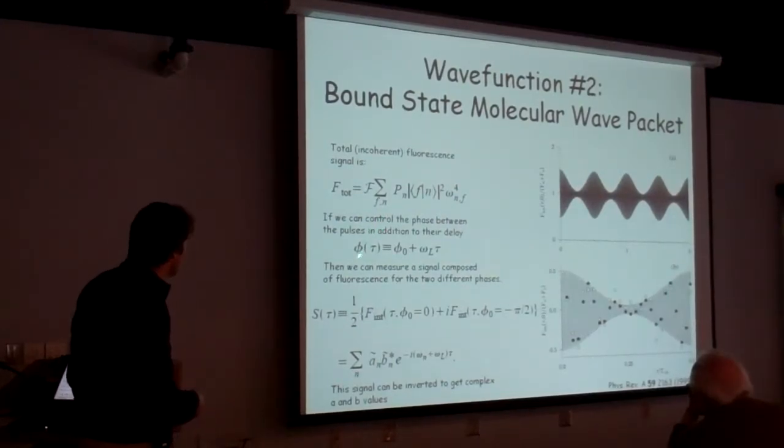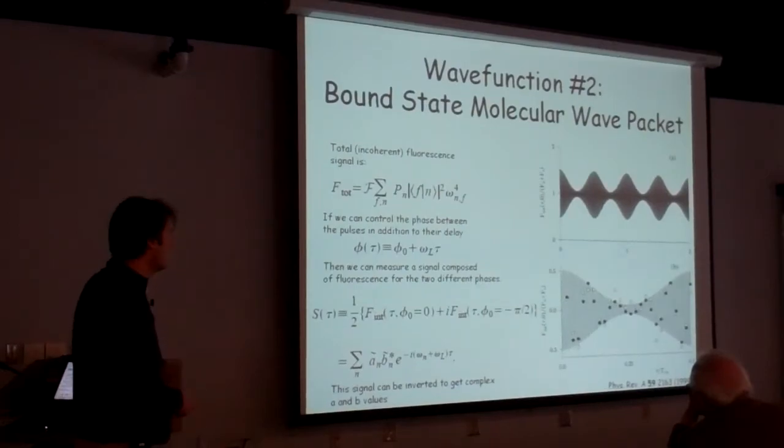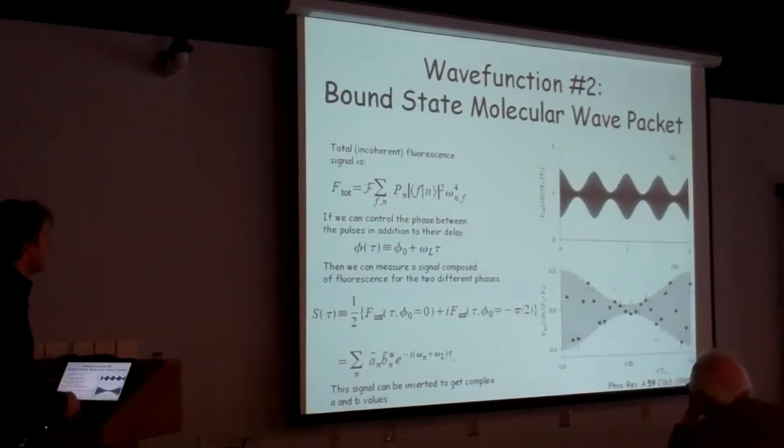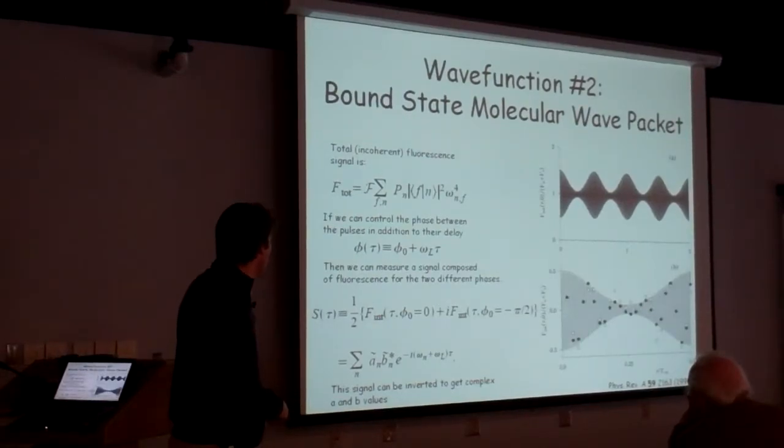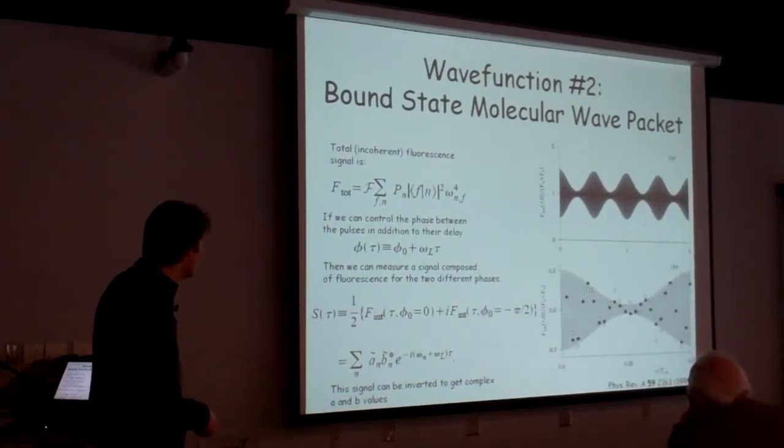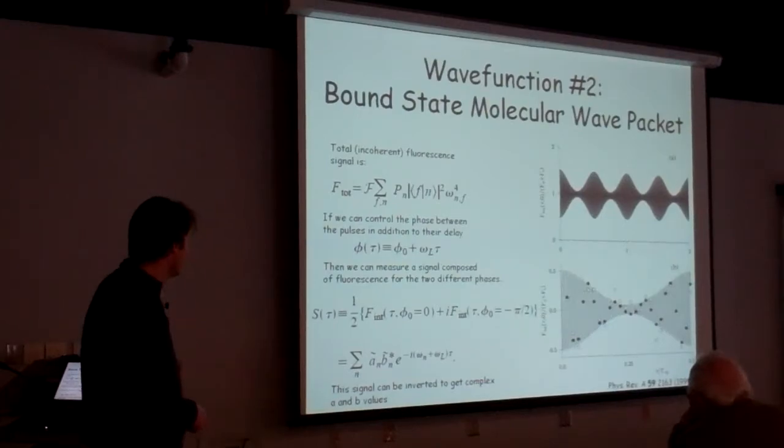And the point is that I don't want to go through the math here in detail, but I just want to motivate the idea that it's possible, by making measurements for different phases between the excitation pulses, to recover a signal which has the phases, the complex coefficients of my shaped and unshaped wave function in it. And then this signal here can be inverted to get the complex A and B values.